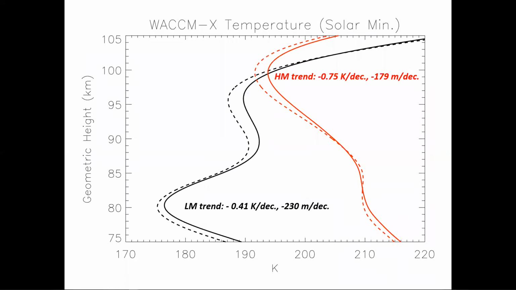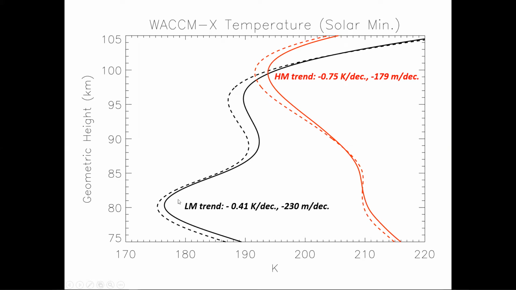And we also look at the model simulation. We use the most recent WACCM-X study to compare the results. So there are two colors. Black color represents the low mesopause. This black solid line represents the summer average temperature between 1972 and 1976. And the black dash line represents the low mesopause average temperature profile of summer between 2001 and 2005.